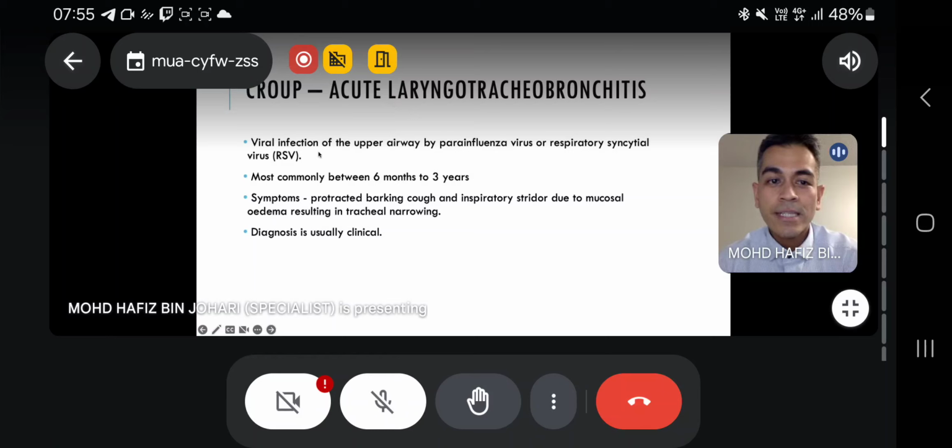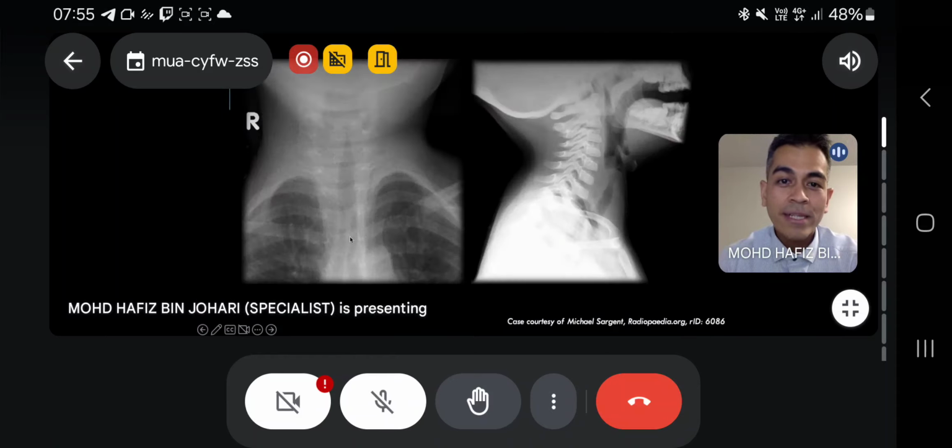It is a viral infection of the upper airway by parainfluenza virus or RSV, most commonly between 6 months to 3 years old. Symptoms include protracted barking cough and inspiratory stridor, and this is due to mucosal edema resulting in tracheal narrowing. The diagnosis is usually made clinically.